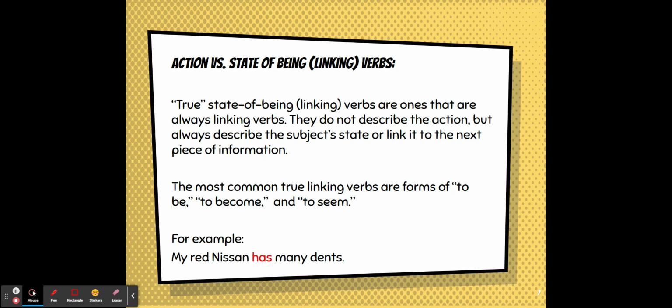Action versus state of being or linking verbs, continued. True state of being verbs are the ones that are always linking verbs. They do not describe the action, but always describe the subject's state or link it to the next piece of information. The most common true linking verbs are forms of to be, to become, and to seem.